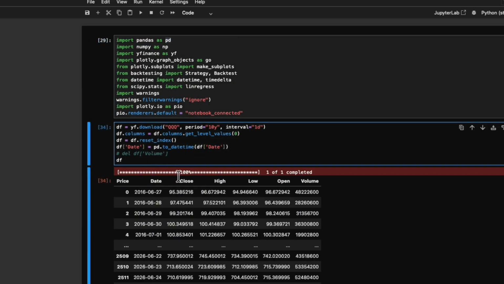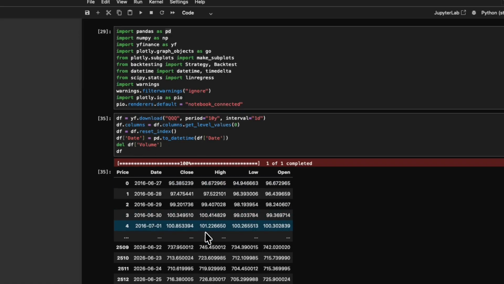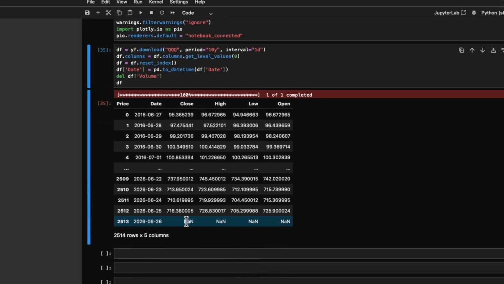And then finally, we don't need the volume for this strategy, so I'm just going to delete that. So tell it to delete the volume column within DF. And then finally, like I said before, I don't know why on a Saturday, well, you're starting to see this a bit more, but basically at present, Yahoo hasn't updated the OHLC data for Friday.